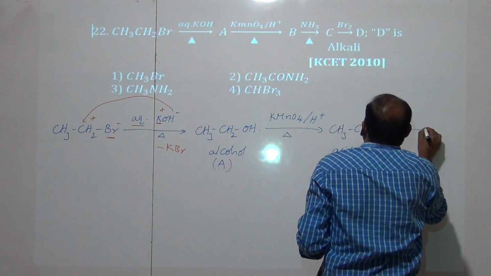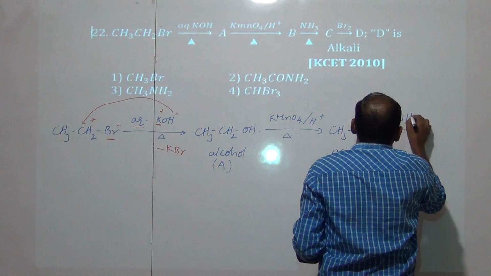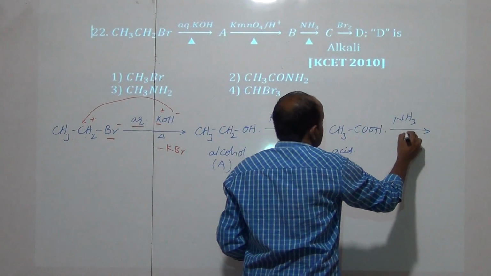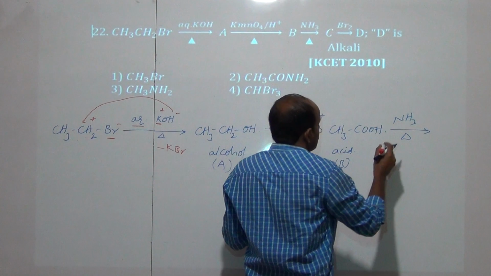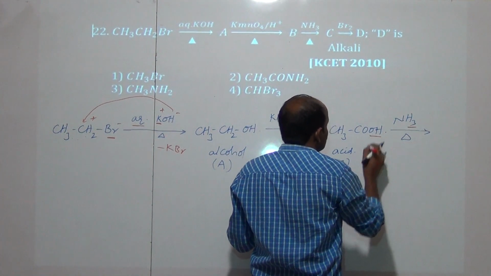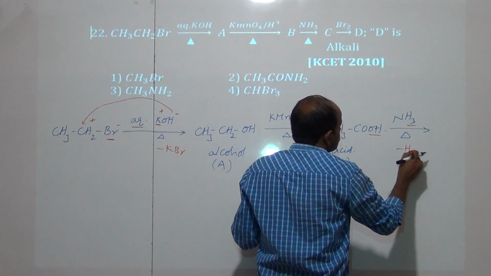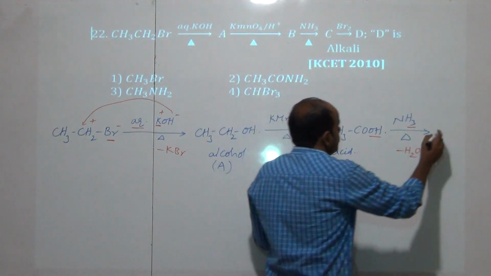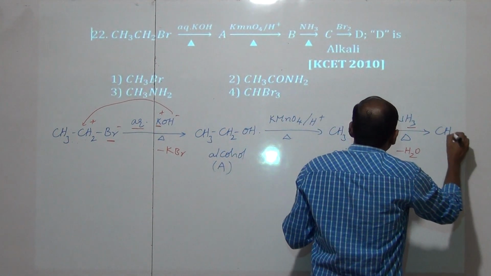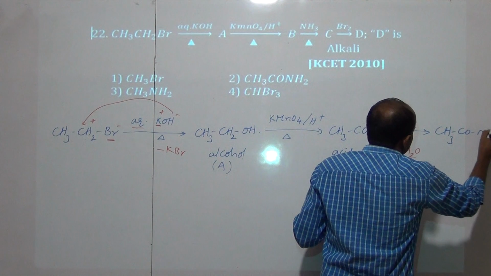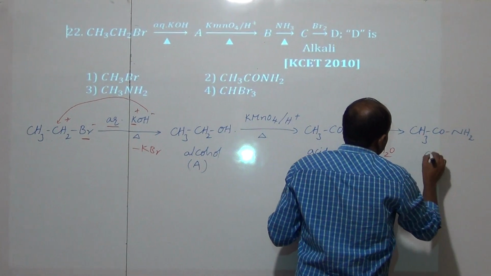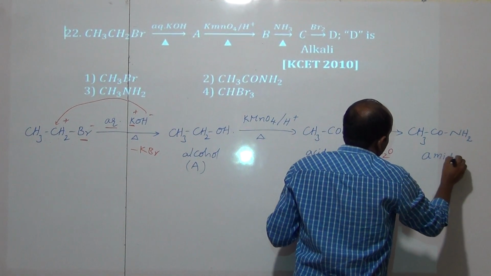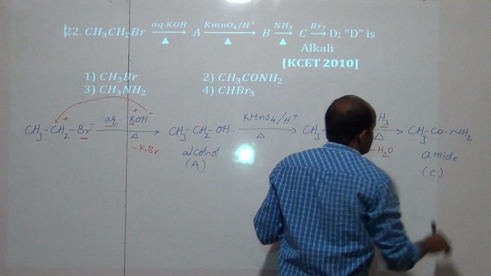Then it reacts with NH3, ammonia, on heating. What happens here? Hydrogen and OH are removed as H2O. Then we have CH3CONH2. It is an amide. It is given as C.